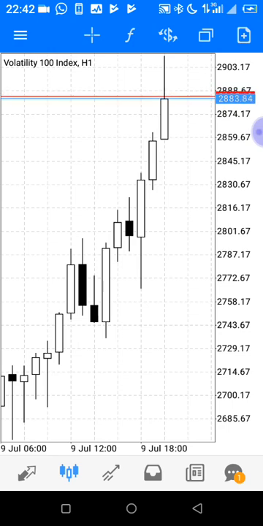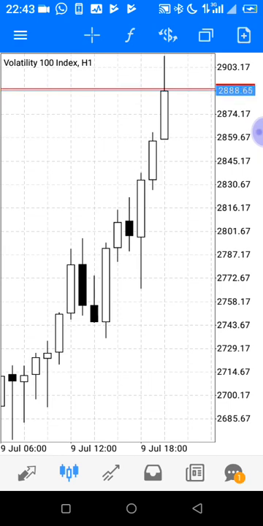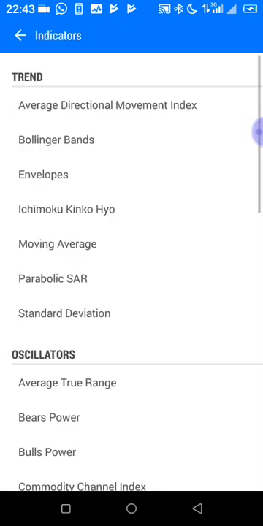What we're going to be using is a very simple strategy, guys. If you follow it properly, it's going to earn you some money. It's very simple, very basic, and it's really accurate, and you can make a few dollars out of it. So I'm going to be using moving averages and a few indicators.